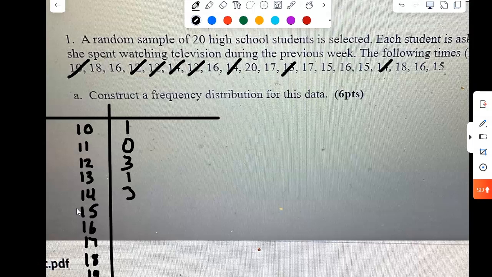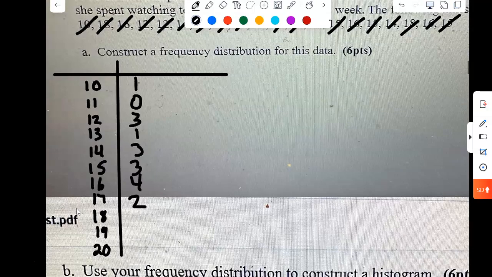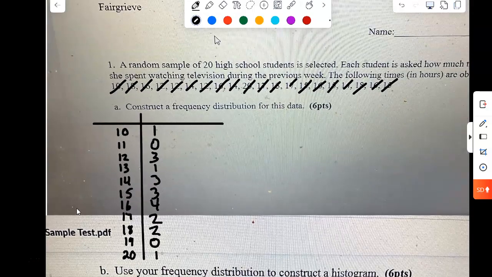Now we go for our 15s. Nothing in the first group. 1, 2, 3 of those. We look for 16s. We have 1, 2, 3, 4 of those. And then we keep going. 17 happens 1, 2, just the 2 times. And 18 as well, just 1 and 2. 19 doesn't happen at all. And as we can see there, 20 happens just the one time.